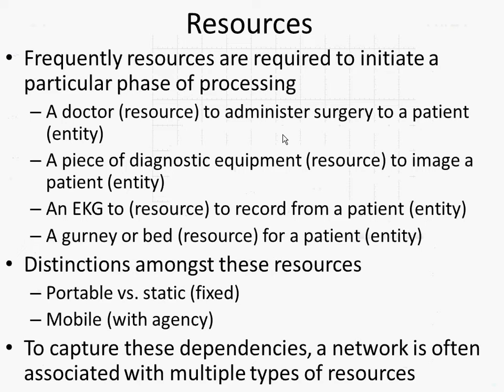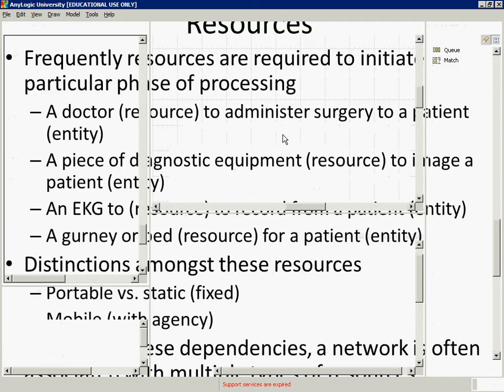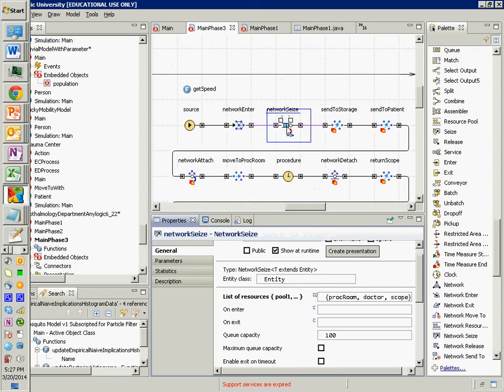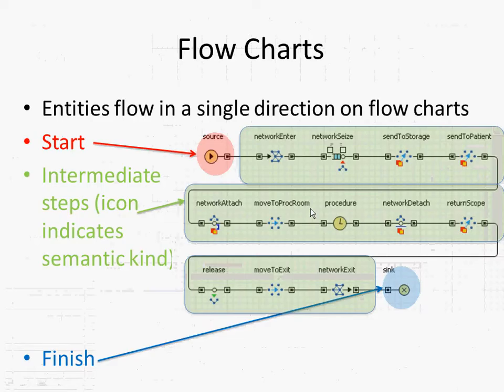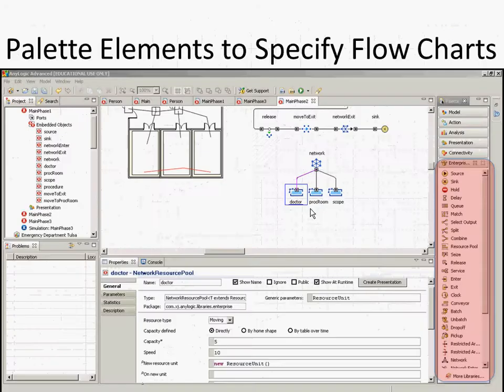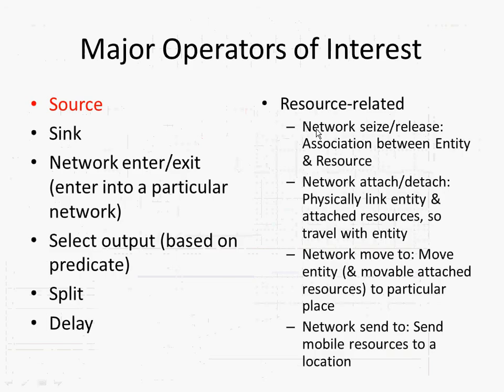These resources are needed for proceeding. And so if the resources aren't available, they wait here. They wait until the procedure room, the doctor, and the scope are all available. Okay? And we have these resource pools from whence those resources are drawn. These flowcharts, people flow through them. They're often nonlinear, as we talked about, and they can be hierarchical. And we have these operators we can draw from the palette to describe things largely declaratively in these flows.